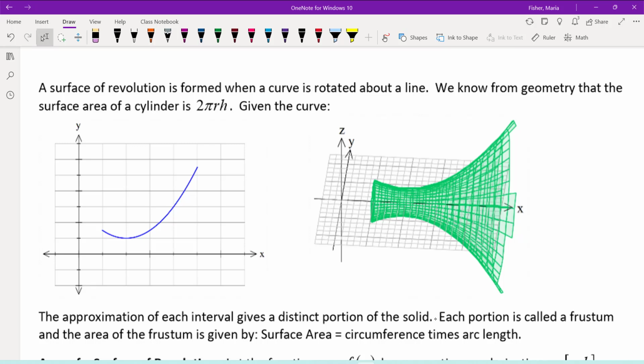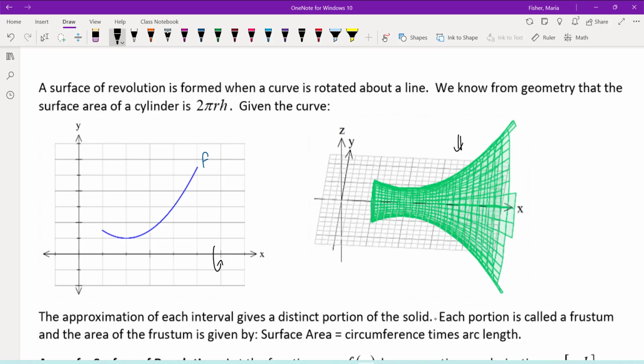The next thing in this section is area of a surface of revolution. A surface of revolution is formed when you take some curve, and we're going to call this curve F, and we rotate it about a given line. For example, if we take F and rotate it about the x-axis, we get this figure right here.